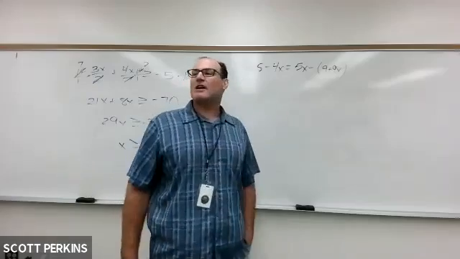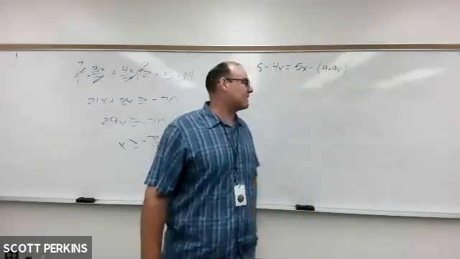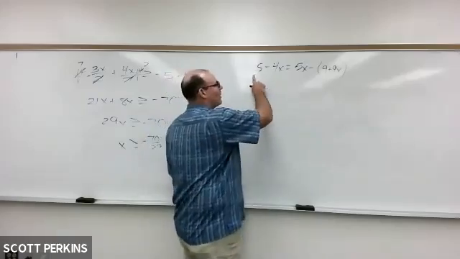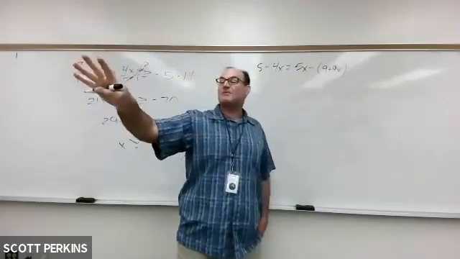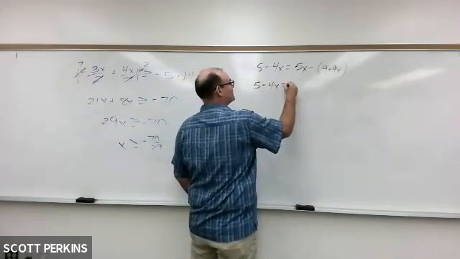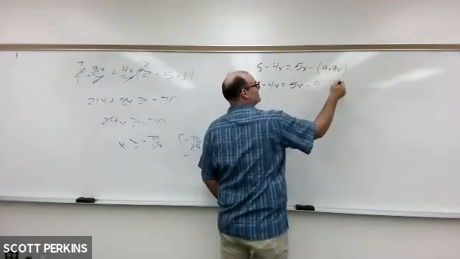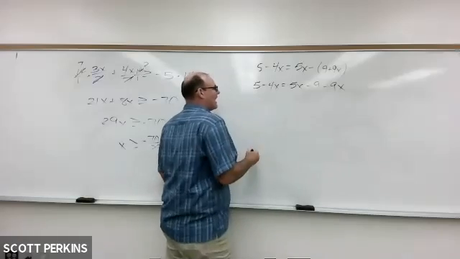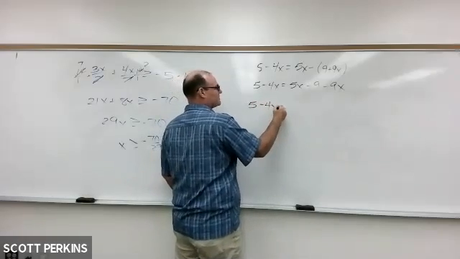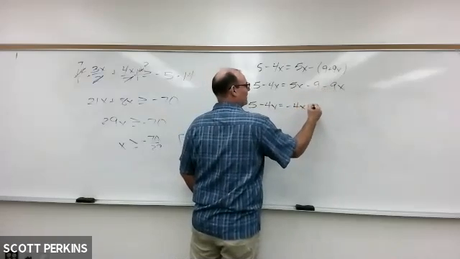I'm going to get started on this because I don't want anybody getting confused by this special situation we have here. So I'm going to go through the same steps that we've talked about. I'm going to first distribute. So I have 5 minus 4x, and then negative times 9 is negative 9. Negative times 9x is negative 9x. I'm going to collect those like terms. 5x minus 9x is negative 4x.